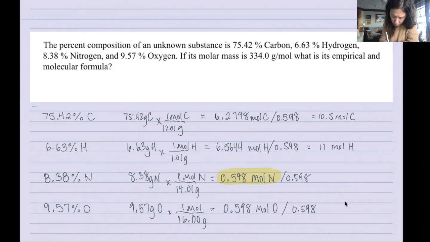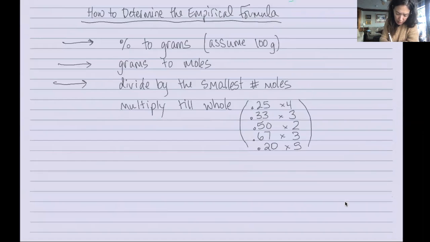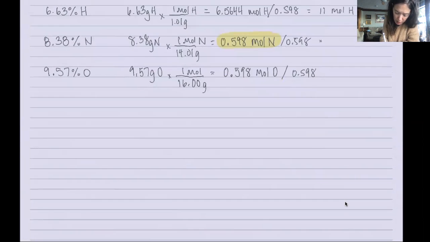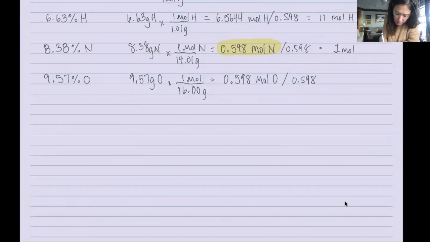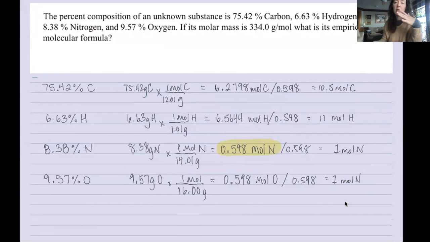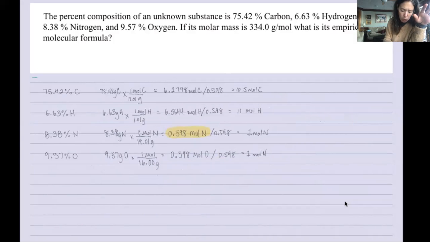I'm now looking for pretty whole numbers or pretty numbers like this, right? I'm looking for numbers like these here, or I'm looking for pretty whole numbers. That's why I didn't round in the beginning, so that I could see these pretty whole numbers at the end. The more you round, the more you lose this, right? Okay, now I do not have all whole numbers because 10.5 is not a whole number. If I did, I would be done. But because I don't, I've got to go through one more step, and that is multiplying until whole.